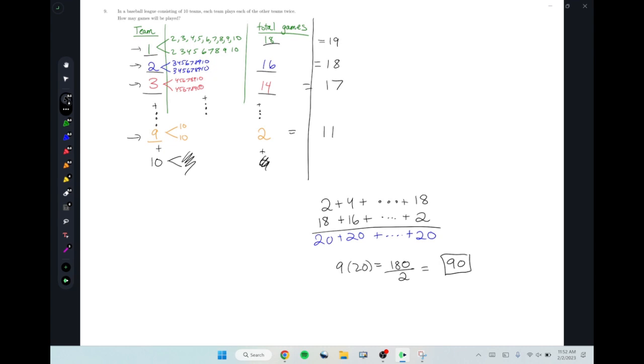If you hate that, you know what you can do? 18 plus 16, get the answer. Plus 14, get the answer. Plus 12, get the answer. Work your way down. Hopefully you end up there. If not, one of us did something wrong. I would bet on me.